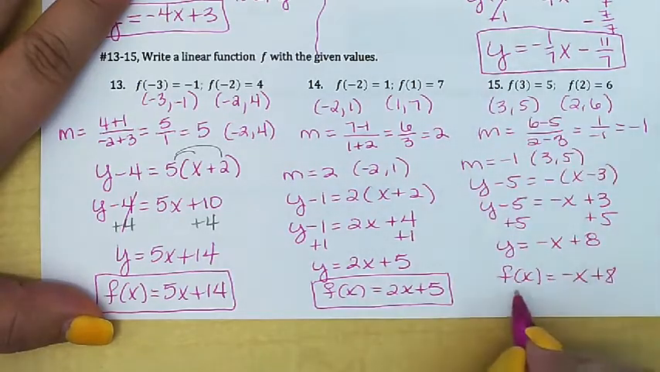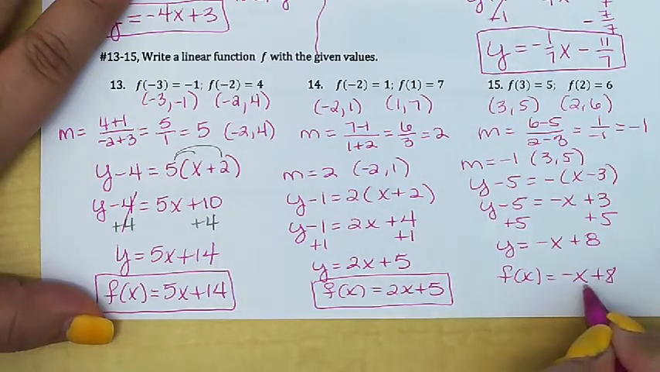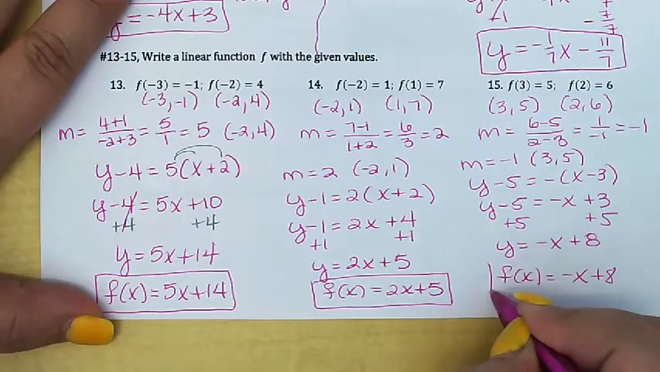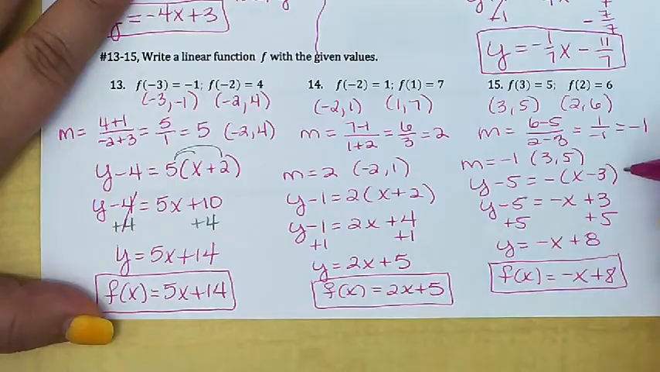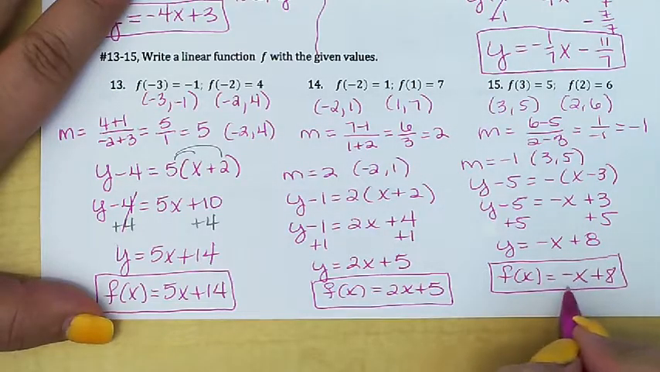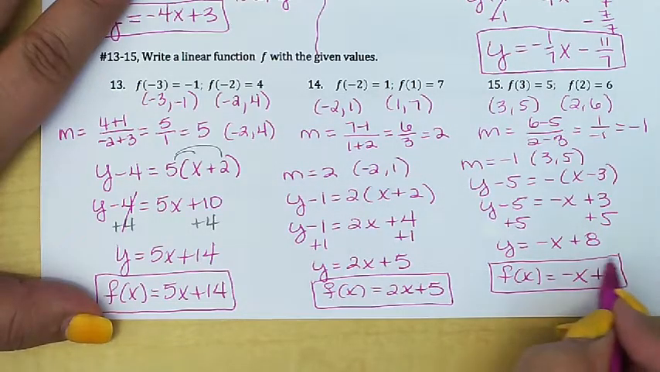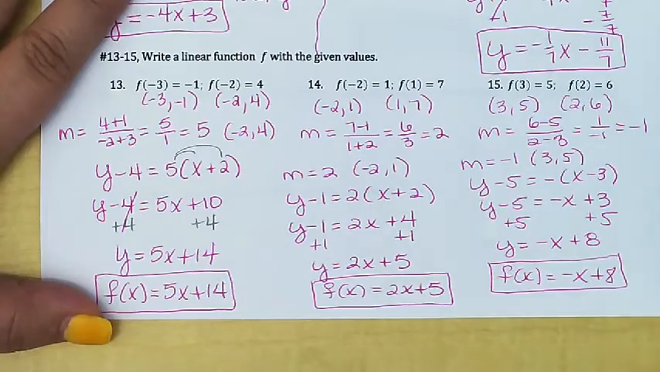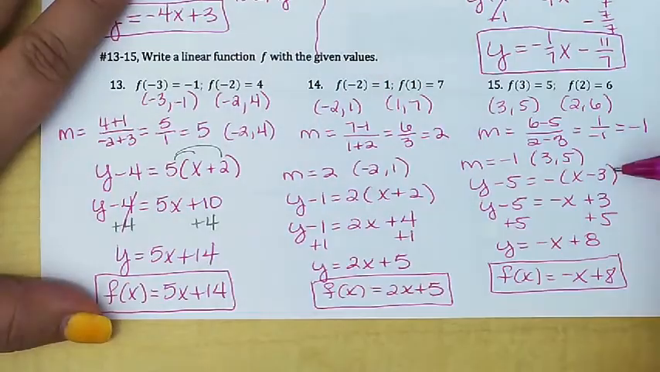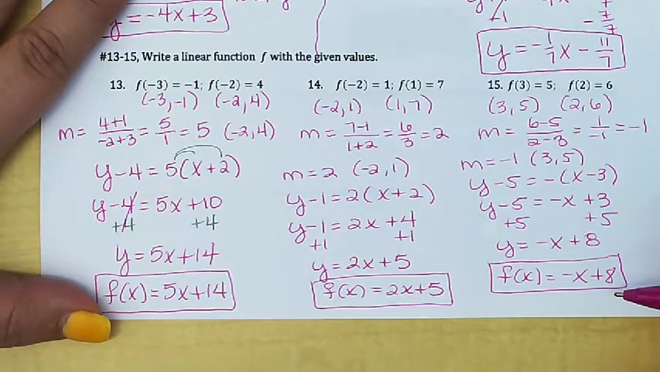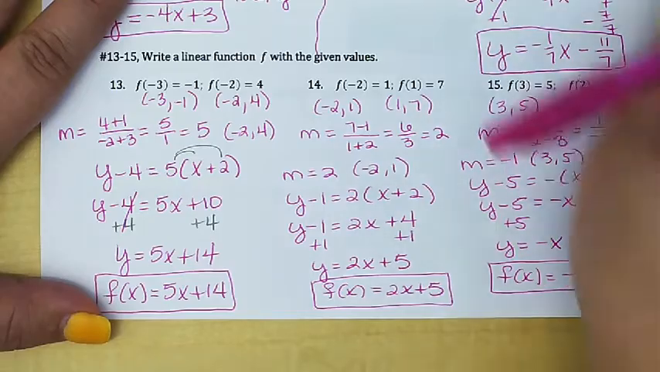And here's number 15, f of x equals -1x, or just negative x, plus 8. So the slope was -1. You can use either point to jump into point slope, but then when you solve for y and simplify, you end up with f of x equals -x, or -1x, and then plus 8 is the y-intercept. Okay, so that is how you can use point slope to get started, but then still write your equation in slope-intercept form with pretty much two quick, easy steps.